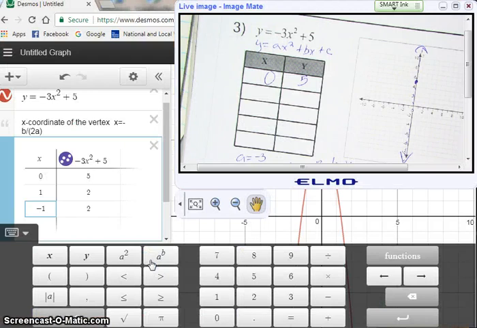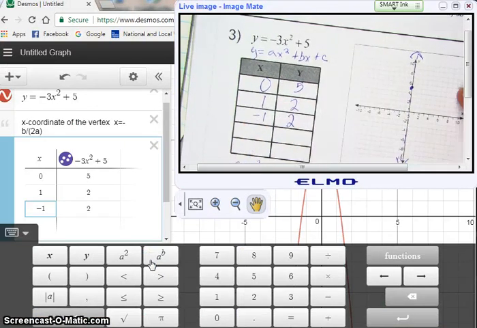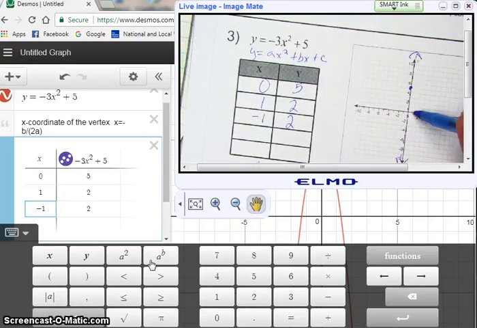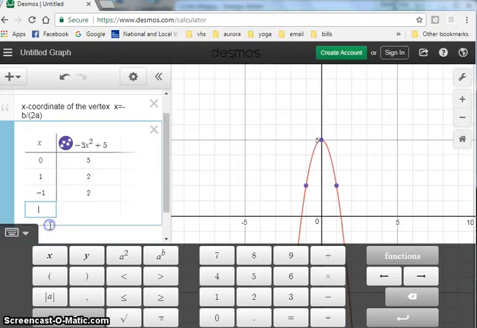Let's plot those points. I have 1, 2, and negative 1, 2. Then I want one or two more points, another one close to 0. 0 is the vertex. How about if I put in 2? I already picked 1. Let's pick 2. I'm sorry, I'm going back and forth. So I have 2, negative 7.